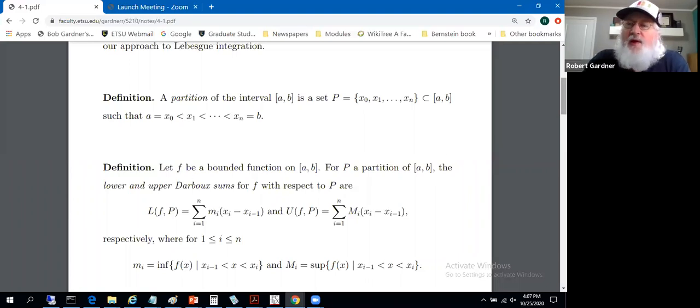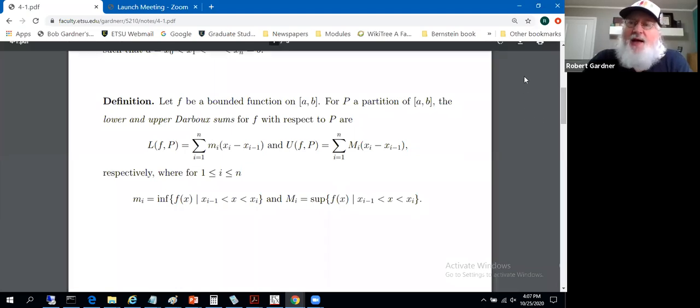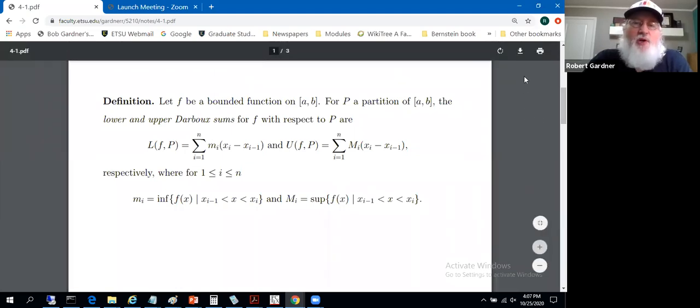So we'll define something called a Darboux sum. This is really basically the same thing you did in Calculus 1 when you defined Riemann sums. A touch more complicated in terms of how the heights are determined. So let f be a bounded function on the interval from a to b. Riemann always starts with bounded functions on closed and bounded sets.